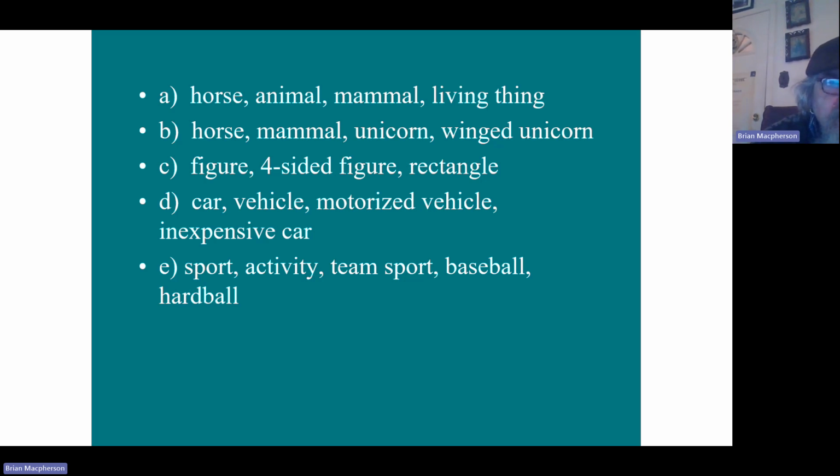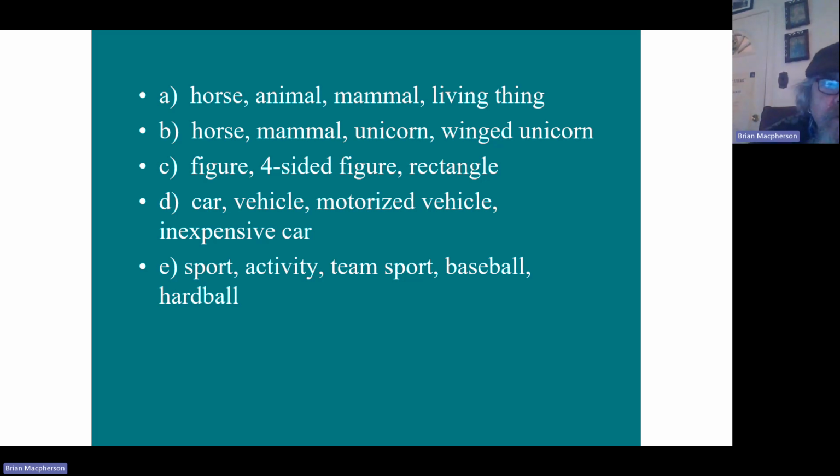All right, number D: car, vehicle, motorized vehicle, inexpensive car. So again, we're trying to look at which has the highest intension and therefore the lowest extension. Well, I think you would agree that the term that has the greatest extension is vehicle, right? And it has the lowest intension. A vehicle could be a bike, a car, a plane, a motorcycle, whatever, right? So this is our most general term. It has the lowest intension and the greatest extension.